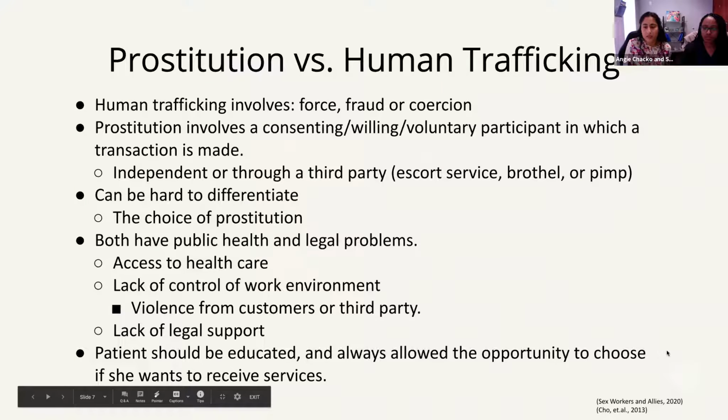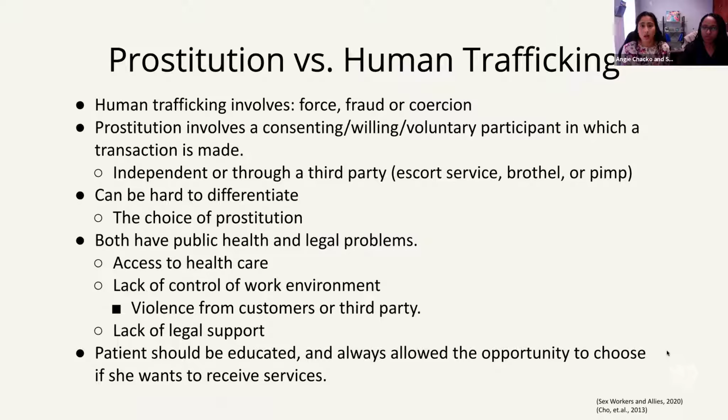And then we're going to talk a little bit about prostitution versus human trafficking, because this can be pretty confusing. Human trafficking can happen in prostitution, but there are also sex workers who choose this profession and they desire to be in this profession. So human trafficking, again, involves force, fraud, or coercion. You have to prove those. And then prostitution involves a consenting, willing, or voluntary participant in which a transaction is made with mutual consent.